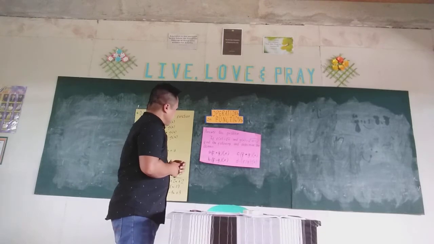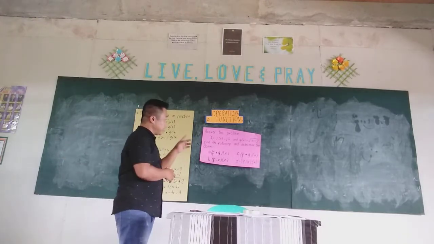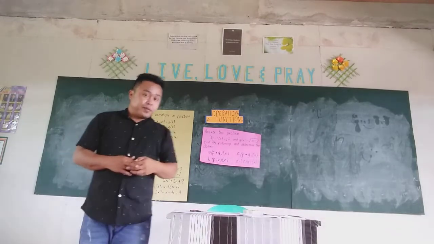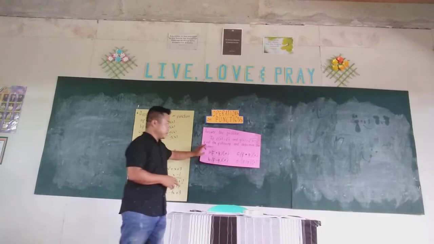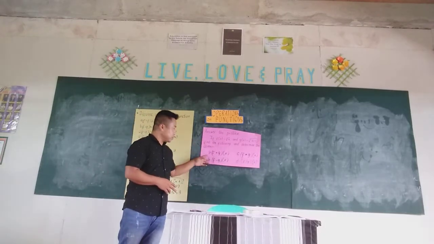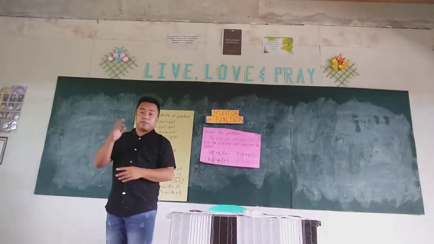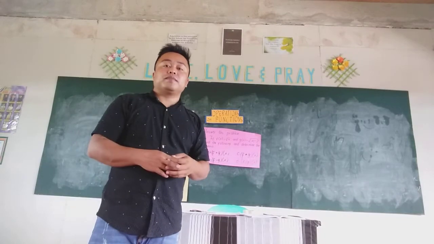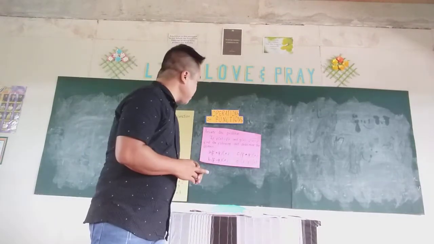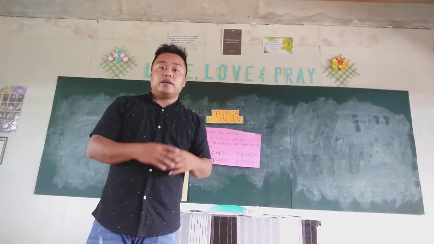If f of x equals the square root of x and g of x is equal to x minus 2, find the following and determine the domain. So we have four operations here given two functions. You're going to add, you're going to subtract, you're going to multiply, and you're going to divide. I'm going to call students to answer A, B, C, and D.